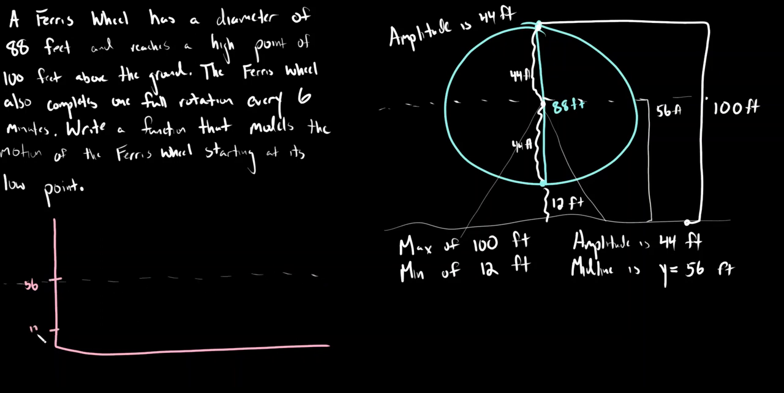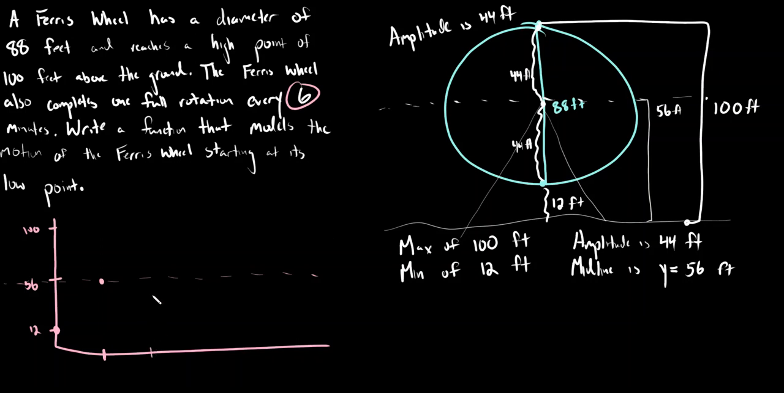The minimum is 12. The maximum is 100. I start down at the minimum. It's telling me that, and then I start some of the rotation, and I end up right at the midline. I don't know what that point is, but we'll find out in a second. One thing that we haven't talked about yet is this 6 minutes. Okay, we'll get to that in just a second.